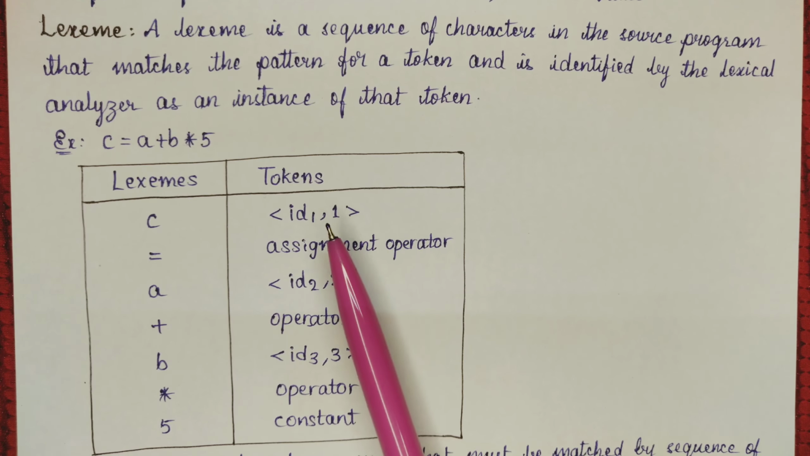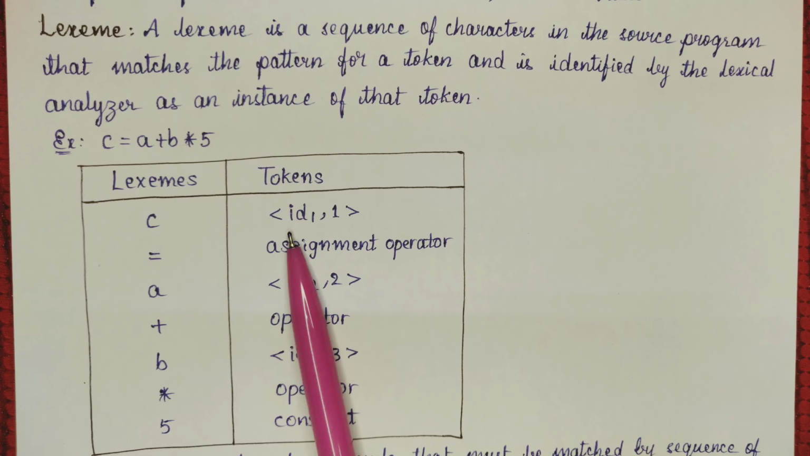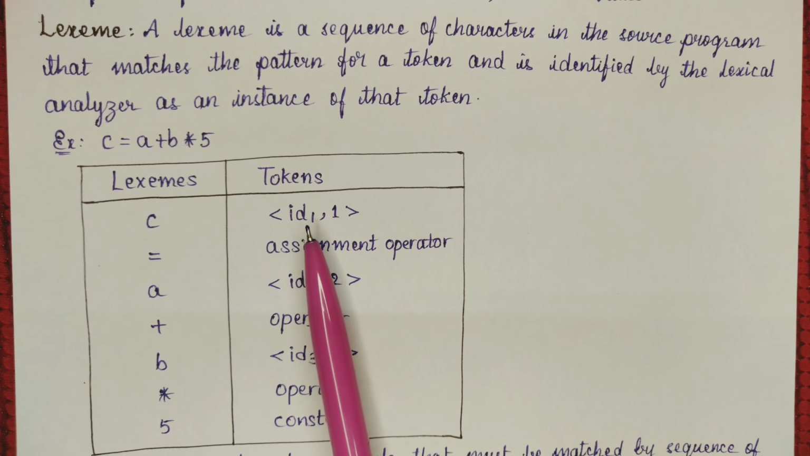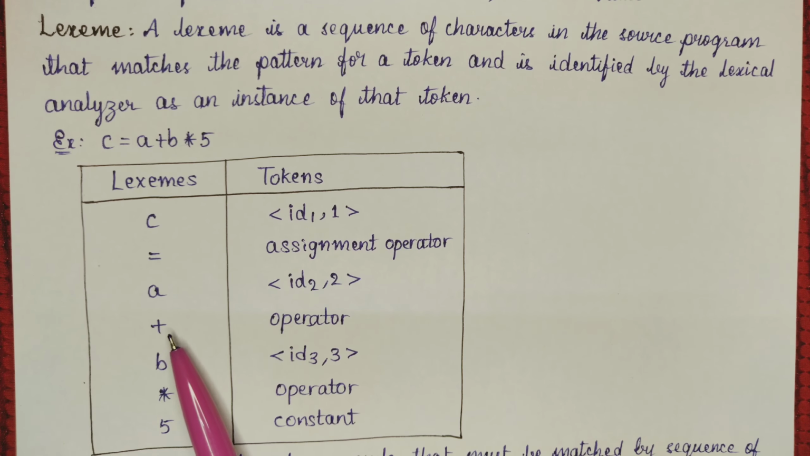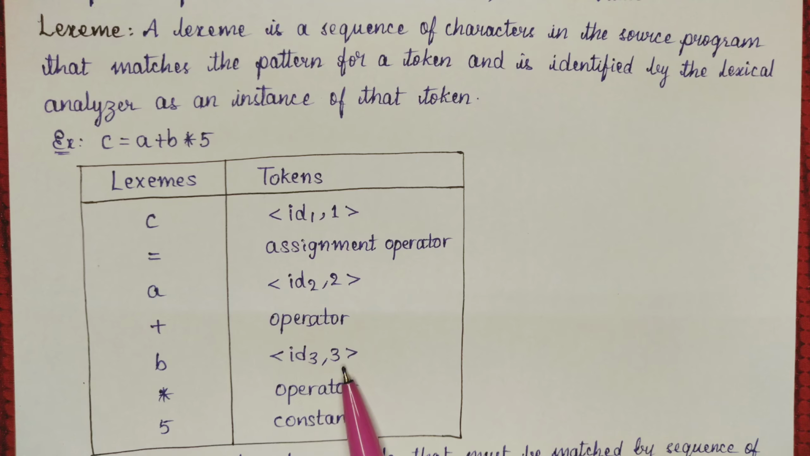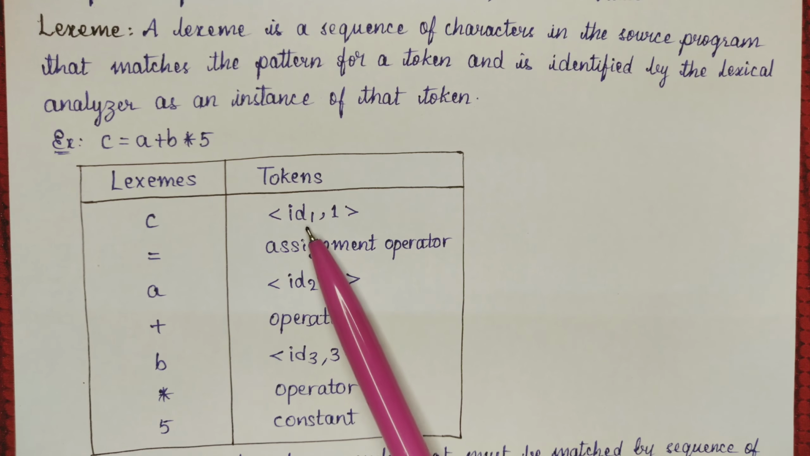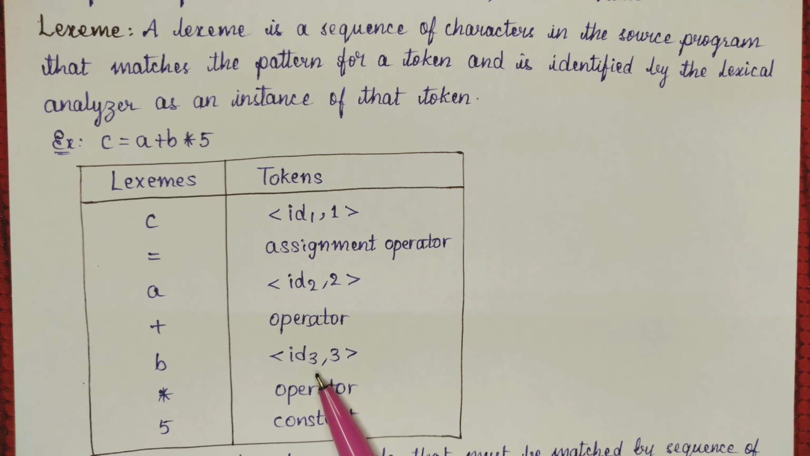And the tokens will be written within angular braces. For C, the token name is ID1 and the attribute value is 1. The equal to sign is the assignment operator. A is ID2, where 2 is the attribute value. Next, plus is the addition operator. B is ID3, 3 is the attribute value, and the star is the multiplication operator, and 5 is the constant. The identifiers ID1, ID2 and ID3 are stored in the symbol table with attributes 1, 2 and 3.